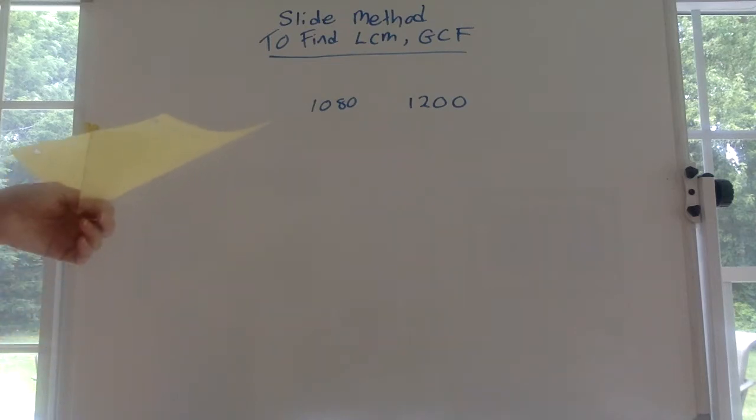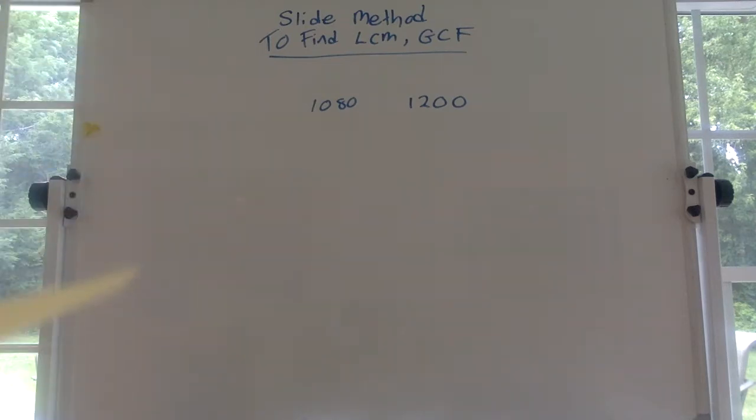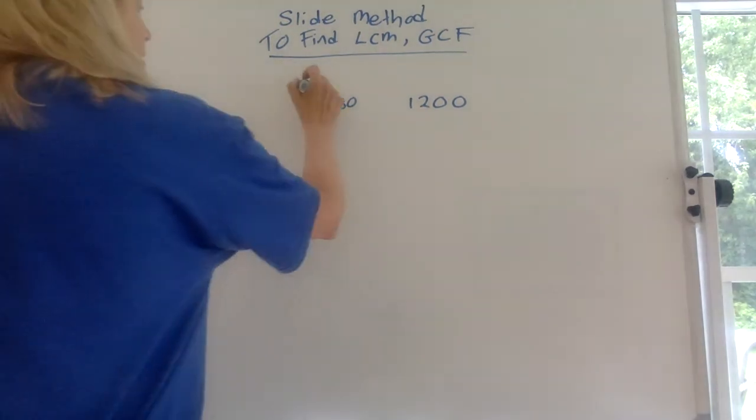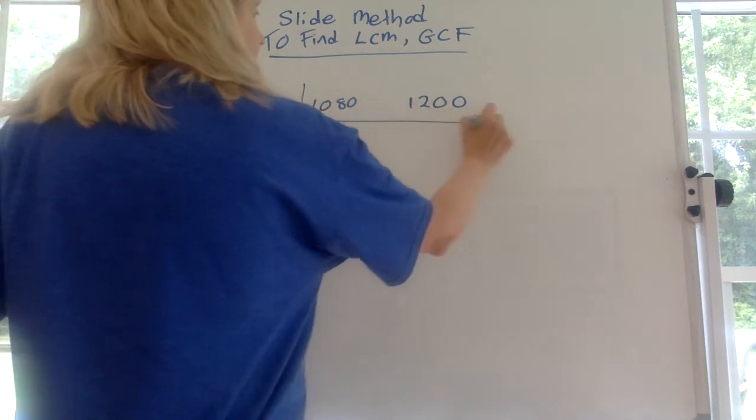So let's say I want to find the LCM and GCF of these two pretty big numbers, because you're like, oh, how am I going to do that? It's not easy to see it. So we've got to have some kind of method. So we're going to do the slide method. This is how you do it. You've got your two numbers. You're going to put a grid around them like that.